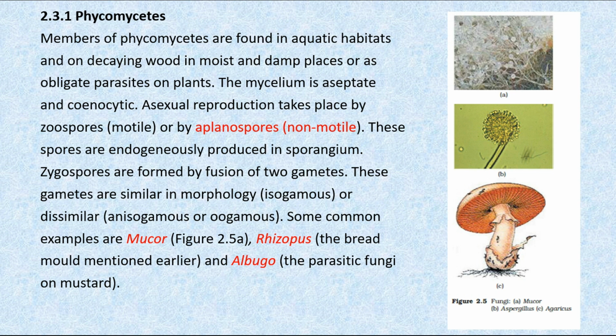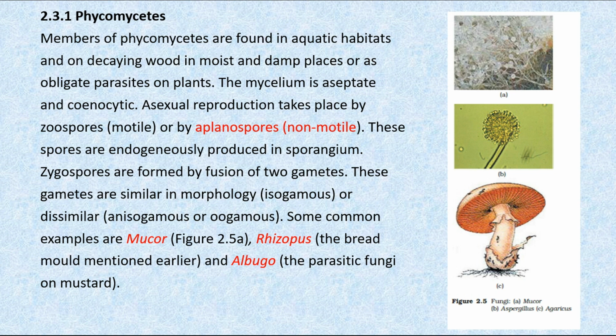Phycomycetes. Members of Phycomycetes are found in aquatic habitats and on decaying wood in moist and damp places or as obligate parasites on plants. The mycelium is aseptate and coenocytic. Asexual reproduction takes place by zoospores (motile) or by aplanospores (non-motile). These spores are endogenously produced in the sporangium.